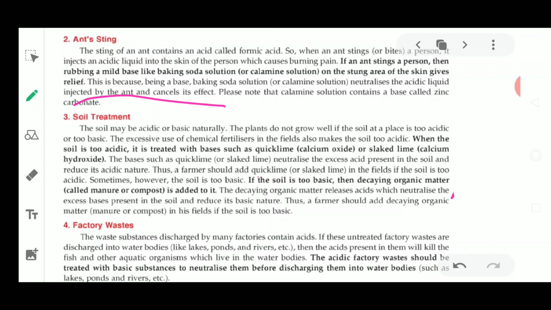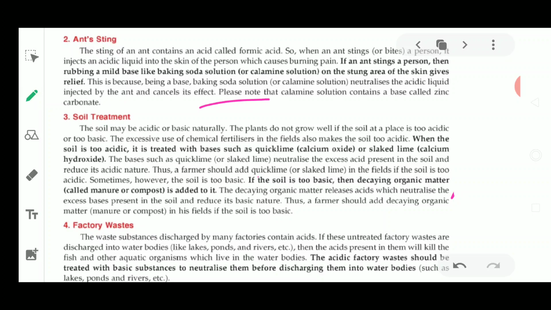Please note that calamine solution also contains a base which is known as zinc carbonate. You could see that in any calamine solution which is in your home, just reverse the bottle and see the ingredients which are written there. You will find that one of the bases, zinc carbonate, is added in that calamine solution. So this was about ant stings.